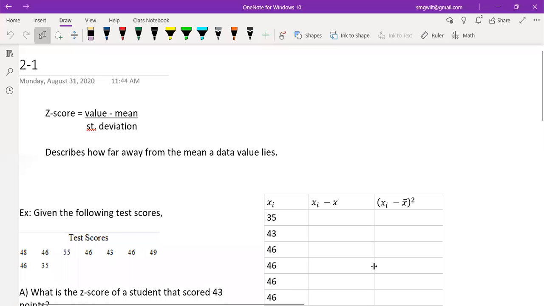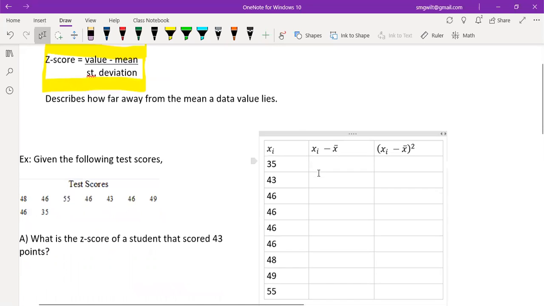In this video, I'm going to go through section 2.1, which was calculating and interpreting z-scores. They gave us a formula for z-scores that is the value minus the mean divided by the standard deviation. Remember that this formula gives us a value that describes how far away from the mean each data value lies. So I'm going to go through an example.